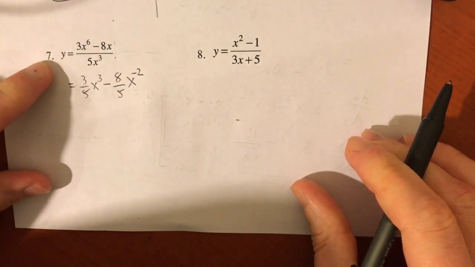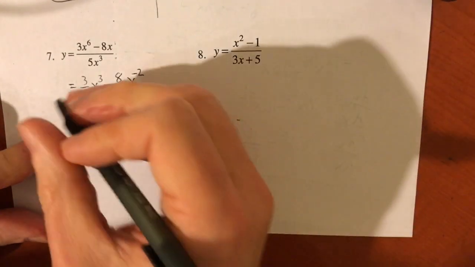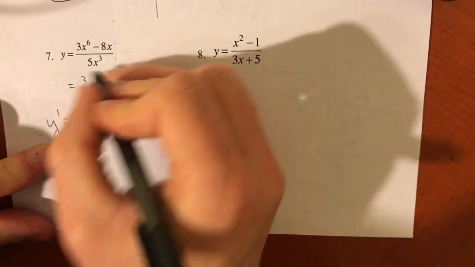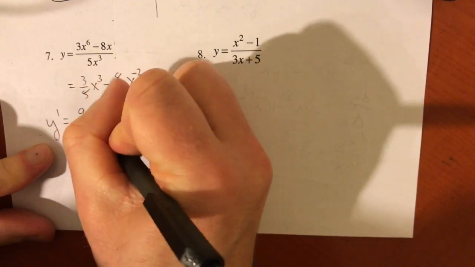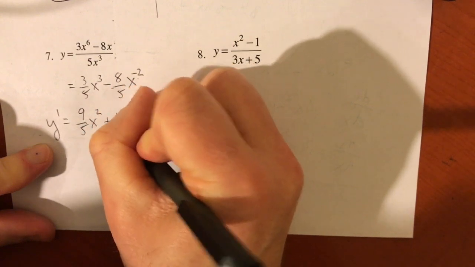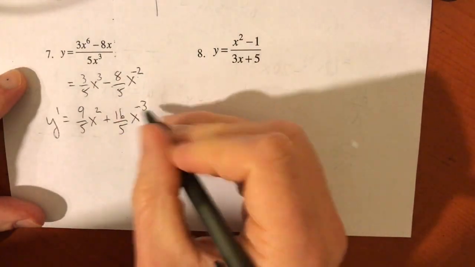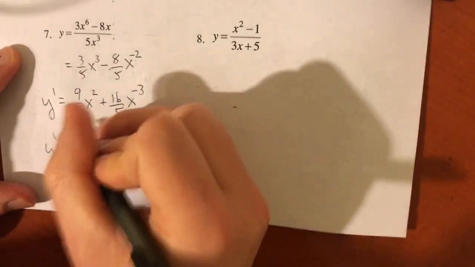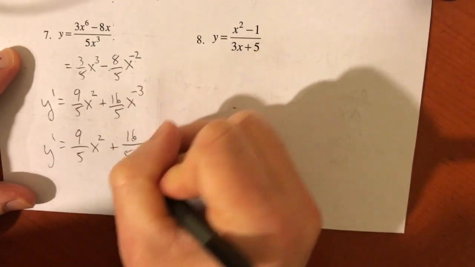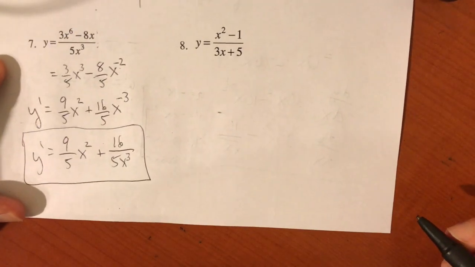This is still just y equals, which is why I didn't bother to write anything there. It's still y equals. But now the derivative y prime is power rule time: 3 times 3/5, 9/5 x squared. Negative 2 times negative 8/5 is positive 16/5 x to the negative 3rd. Subtract 1, you get negative 3. Can't leave that. If you fixed it all in your head, that's fine. This is 16 over 5. Move that back to the bottom. And there we go. There's our derivative.